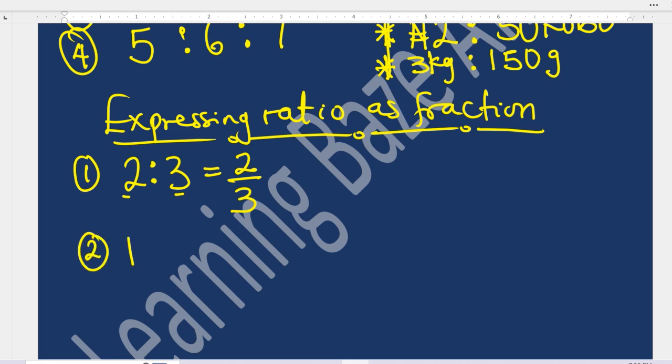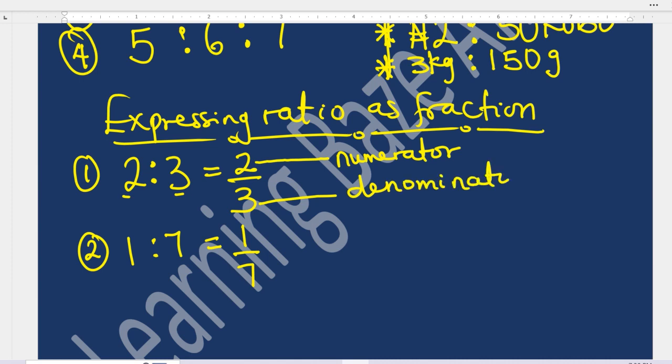Now look at the next one. Ratio 1:7. Write it as a fraction that's equal to 1/7. Okay? The number at the upper side is called the numerator. The number above, that is up, is called the numerator. The number below is called the denominator. So take note.